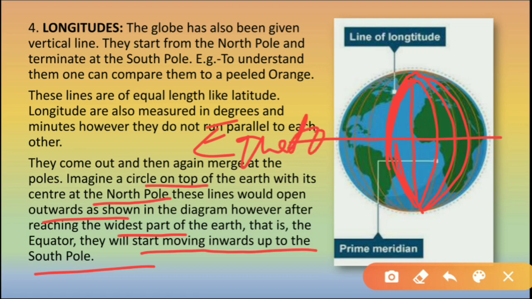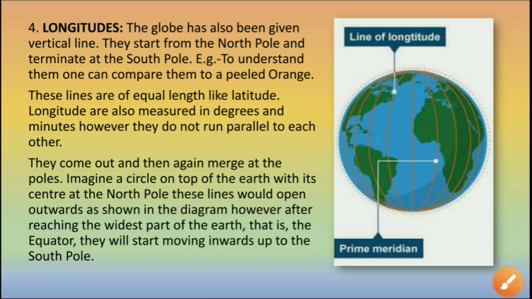So the longitude lines start from the north pole, and slowly they get widened. Towards the equator they get widened. Again when they come towards the south pole, they go inward again. So this is the shape of the longitude, right?